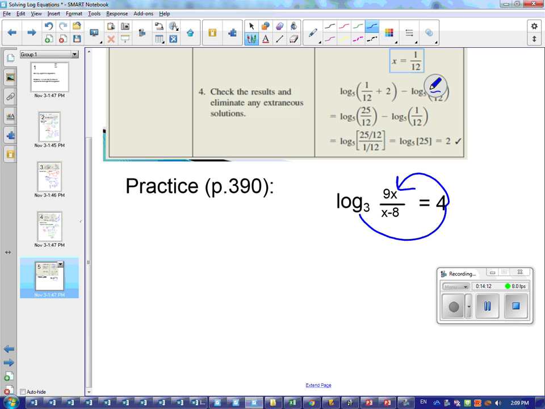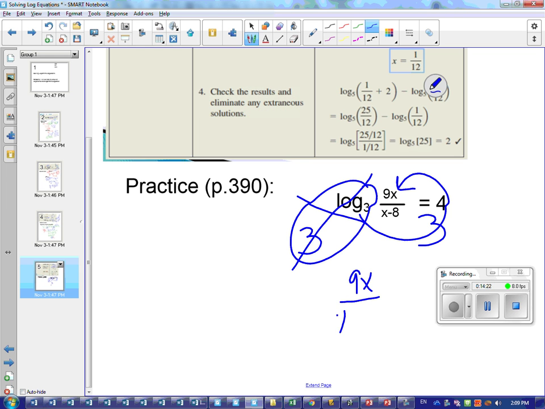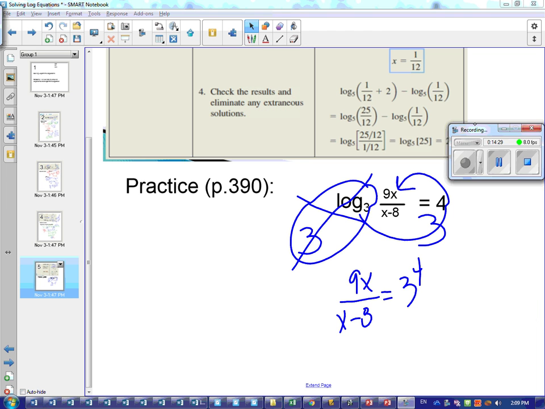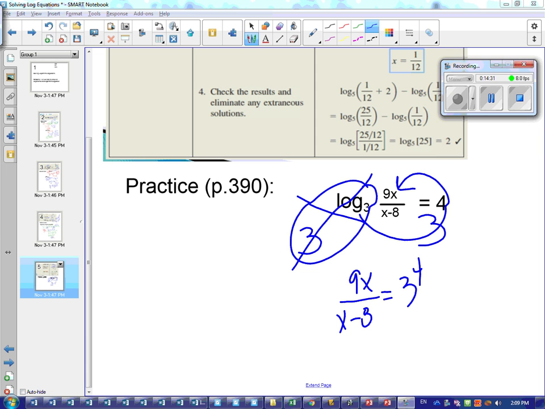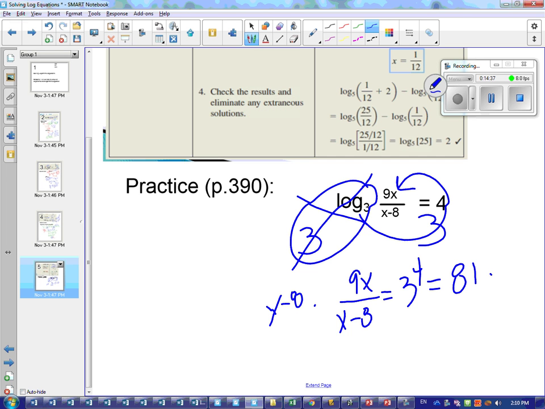What's really happening here is we're exponentiating. We're putting a base of 3. Because 3 to the log 3 cancels out, that's our property, equals 3 to the 4th. So however you get to exponential form, you're going to get to this step. And 3 to the 4th is 81. Now I want to multiply both sides by x minus 8 to get rid of that fraction.